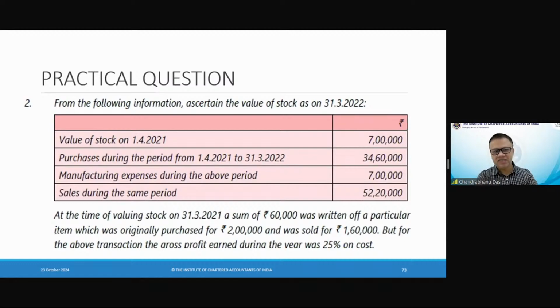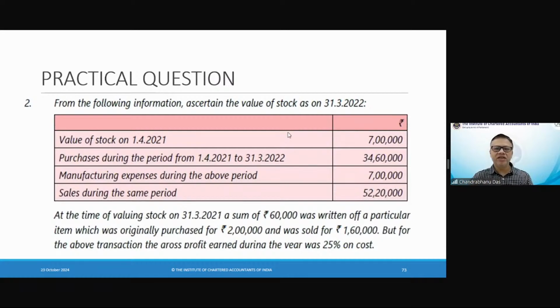Participants can raise their hands and they will be allowed to speak. You have been given the value of stock as on 1st April 2021, and you have to calculate the value of stock as on 31st March 2022. Yes, very good. Yash Pradhan has written that it is the closing stock calculation.